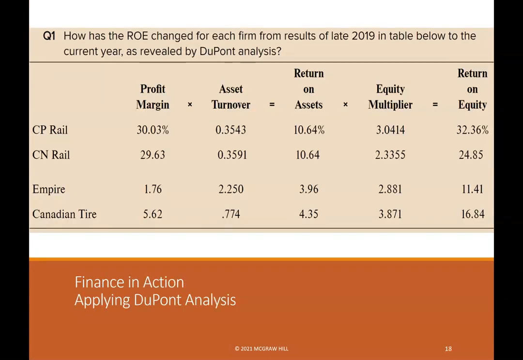Question 1. How has the ROE changed for each firm from the results of late 2019 in the table below to the current year, as revealed by DuPont analysis?